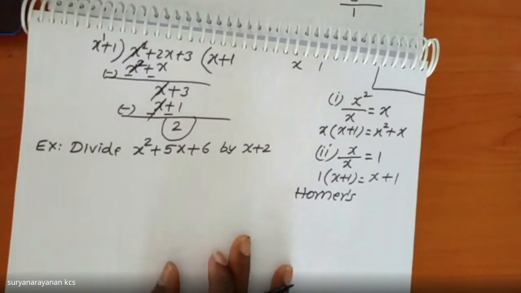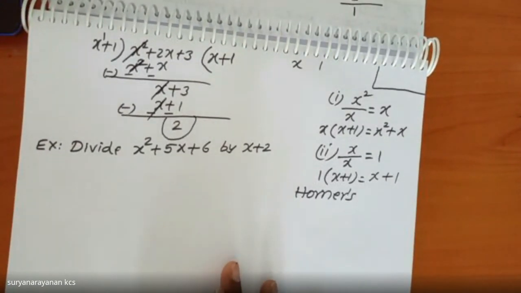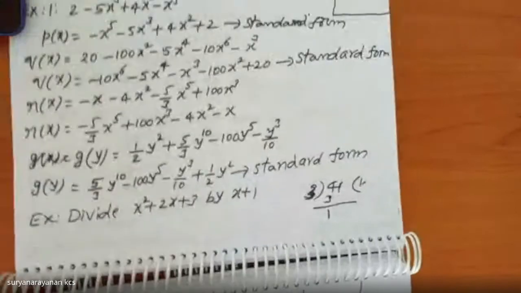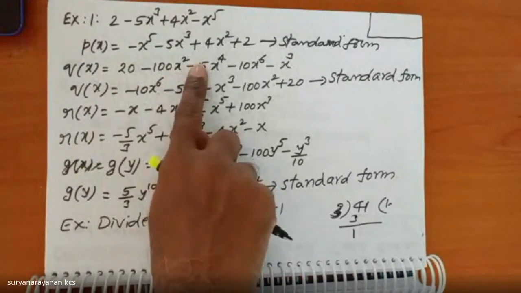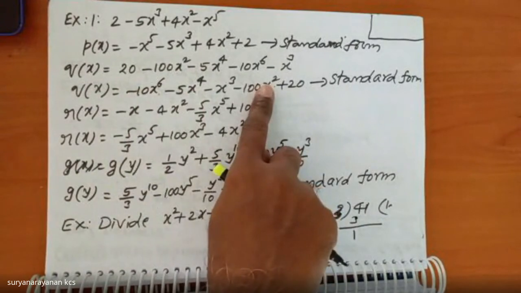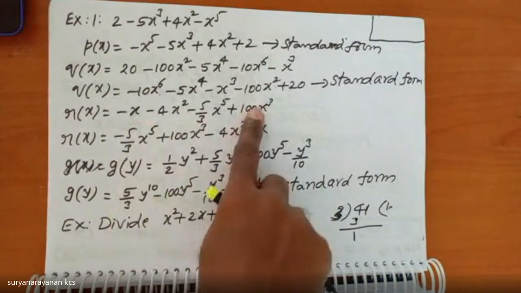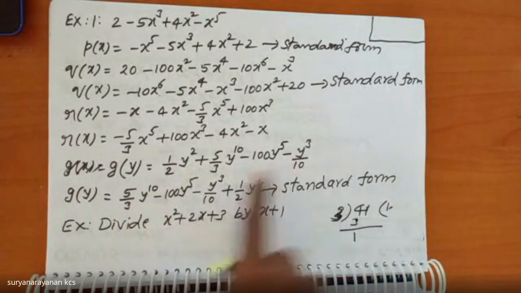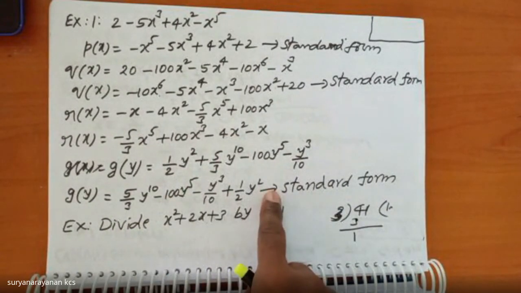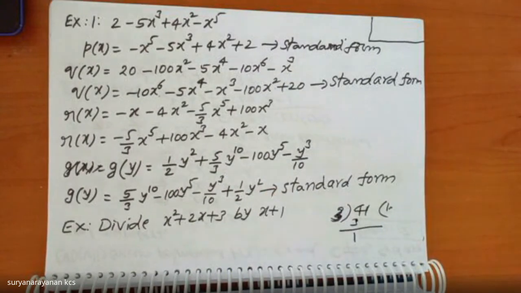We are just rearranging the terms of the polynomial. Finally, both are the same polynomial. Both denote the same polynomial. This polynomial and this polynomial denote the same polynomial.